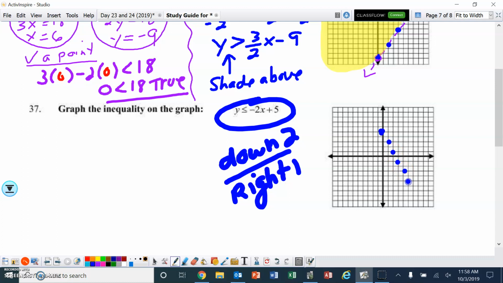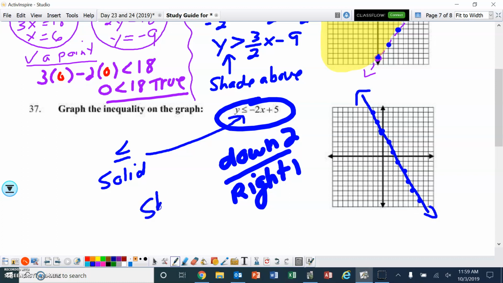Okay, do the best you can with the dots. And I'm going to go backwards, and I'm going to put dots all the way through. All right, so now looking very carefully at the inequality, there is an equal to on it. So that means it is going to be a solid line. So do the best you can and draw a solid line through those dots. There we go.